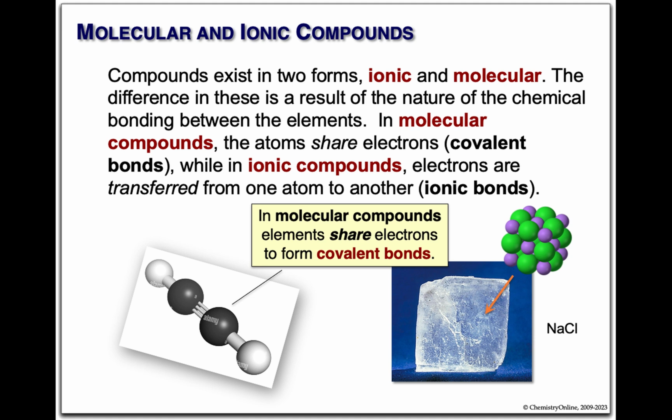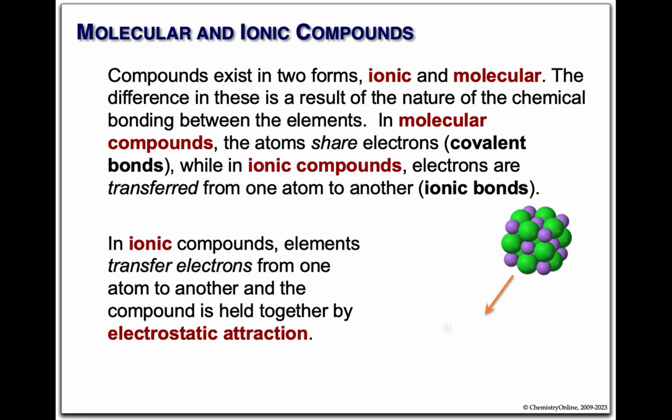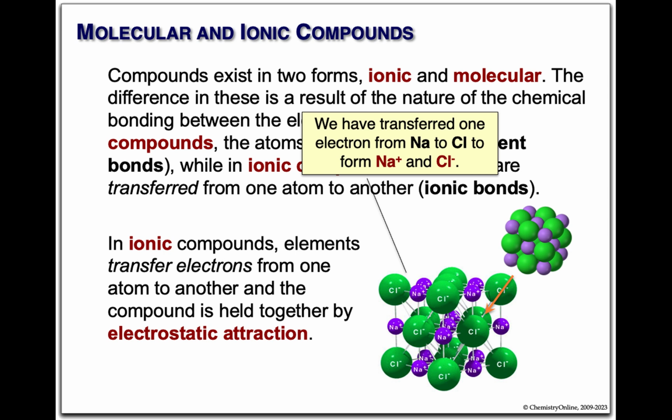Ionic compounds. For an ionic compound, we're going to transfer an electron from a metal to a nonmetal. This gives a positive sodium and a negative chlorine. In a solid state, these all clump together in an array that has a particular geometry that's based on basically how well they pack together.